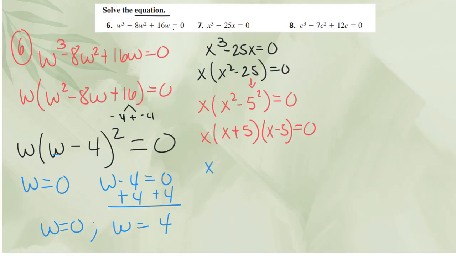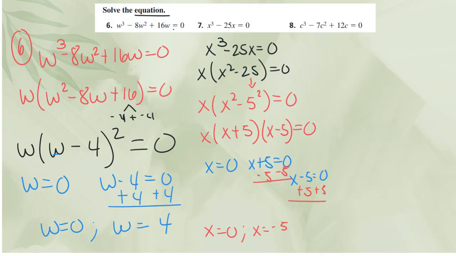First one I have x equals 0, x plus 5 equals 0, x minus 5 equals 0. My first one is x equals 0. I'm going to subtract 5 from both sides: x equals negative 5. I'm going to add 5 on that last one, and my last answer is x equals positive 5.